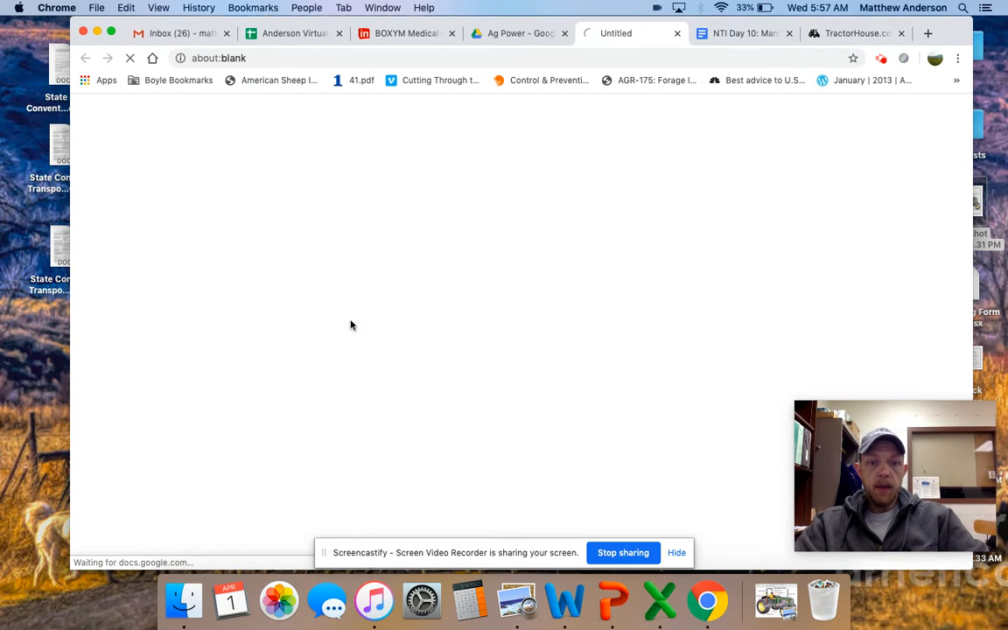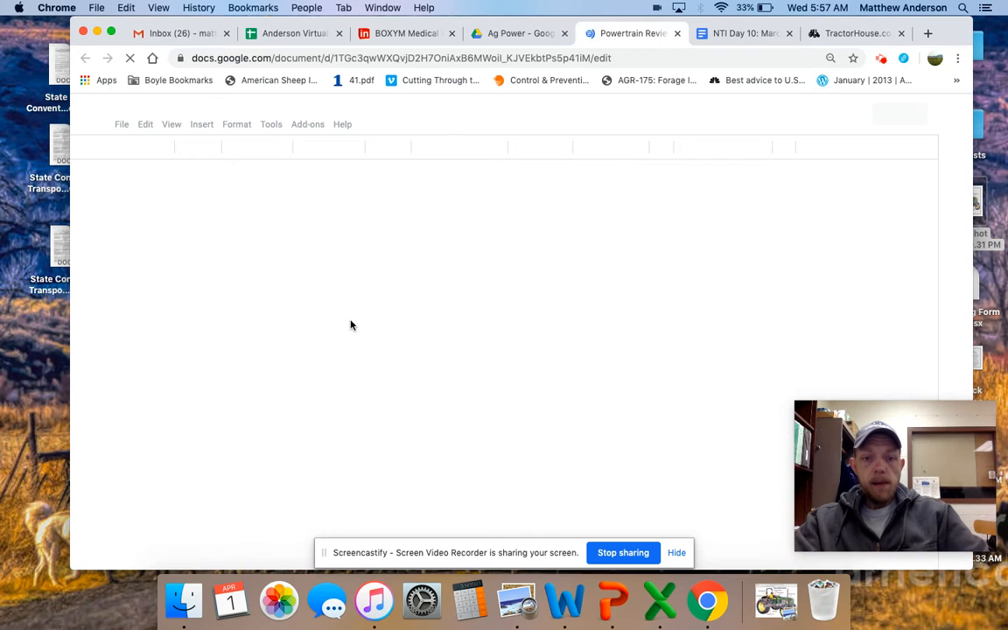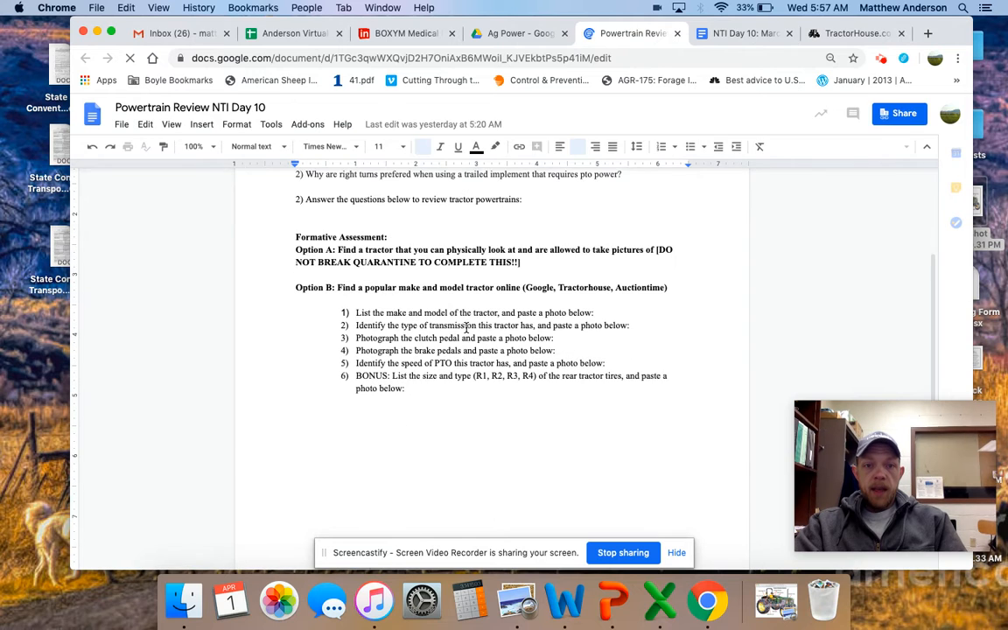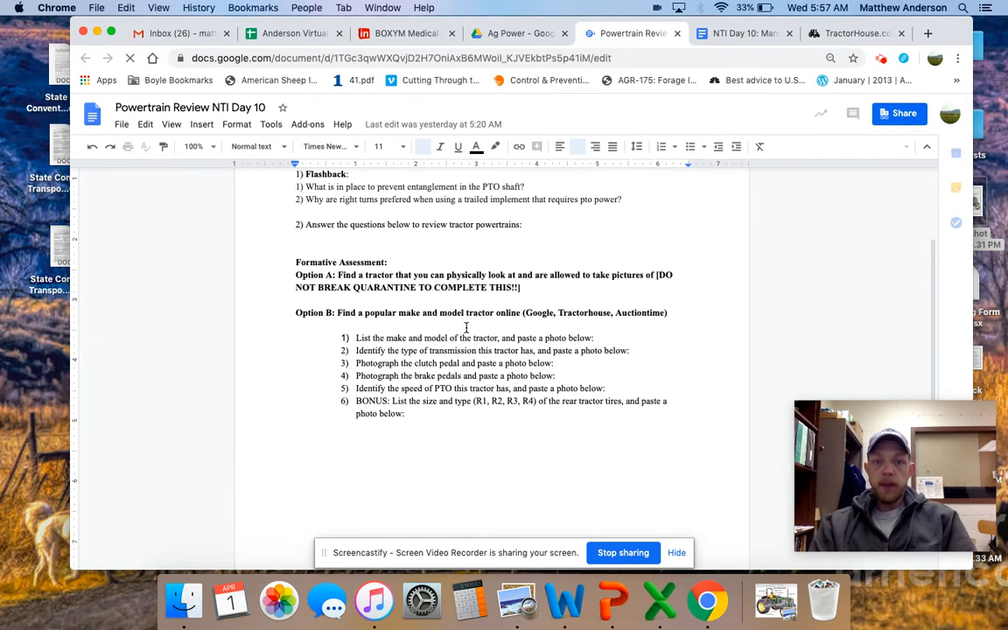If we look at the powertrain review from yesterday, you've got the flashback up here, and it says we have two options. One, we can find a tractor that we can physically look at on our farm or in the shed at home, or we can find a tractor online. So I gave you some suggestions. We could look at Google. We could go to Tractor House. There's another site called Auction Time where they post pictures of tractors that are available for sale.